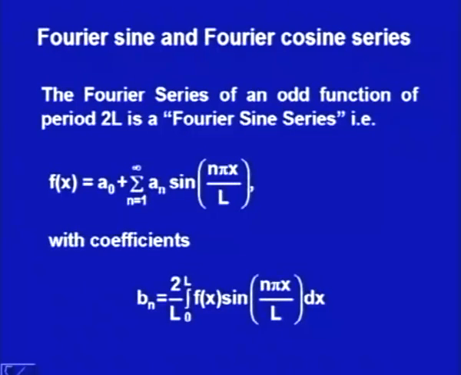Now, since it is an odd function, f(x) and sin(n pi x) are both odd. So, the product of odd and odd functions would be even. So, this integral from minus L to plus L would change to 0 to L, while when we are writing f(x) into cos(n pi x), that would be an odd function and that would result as 0.